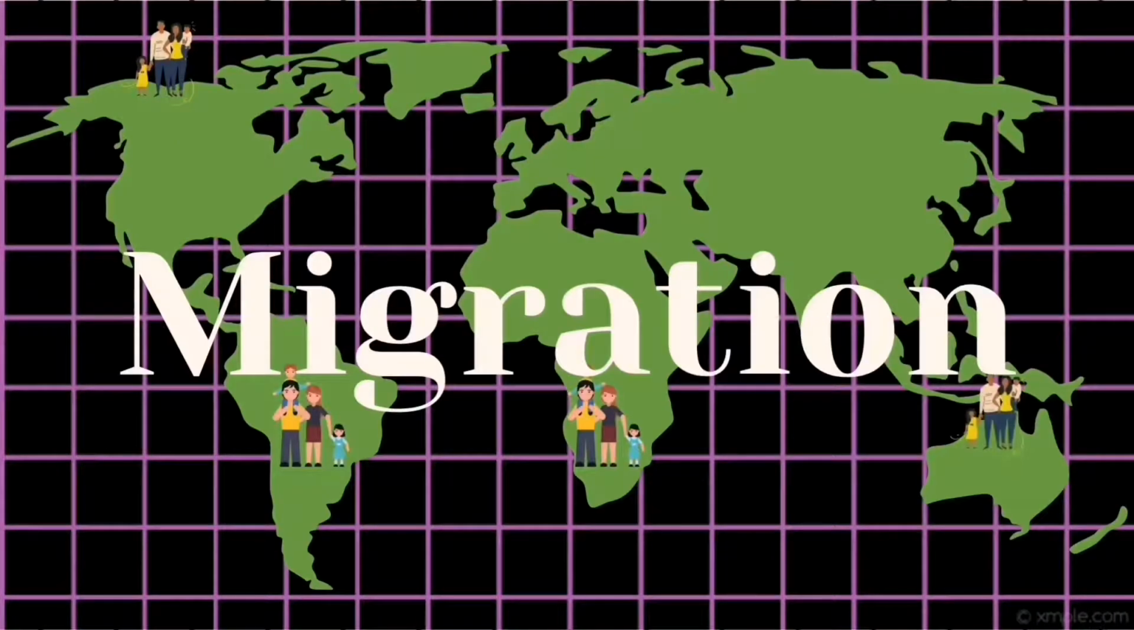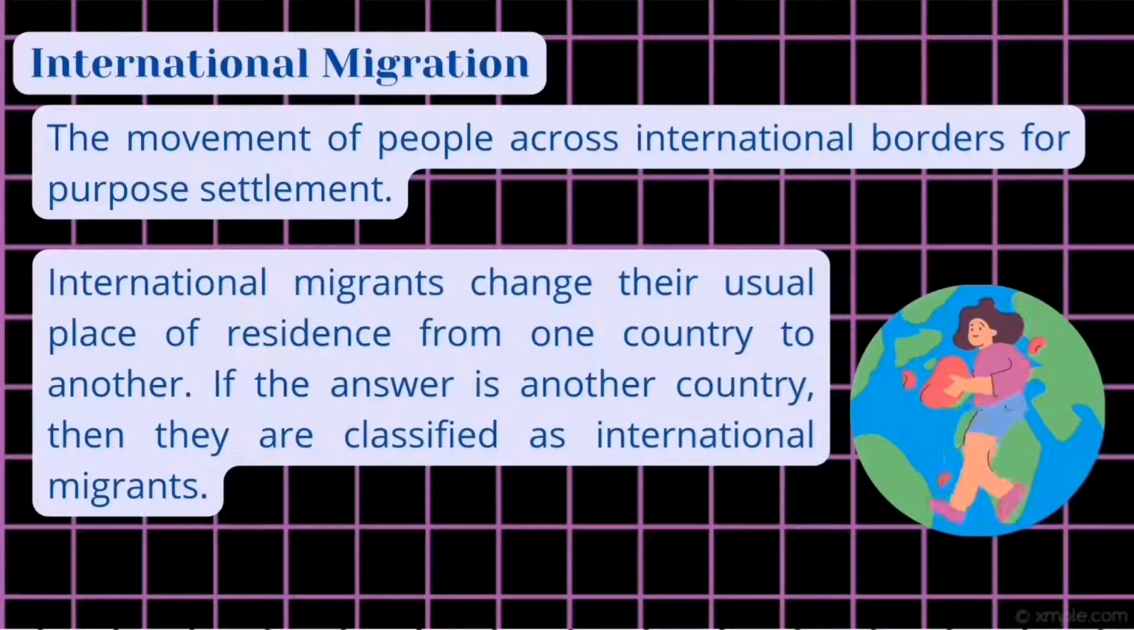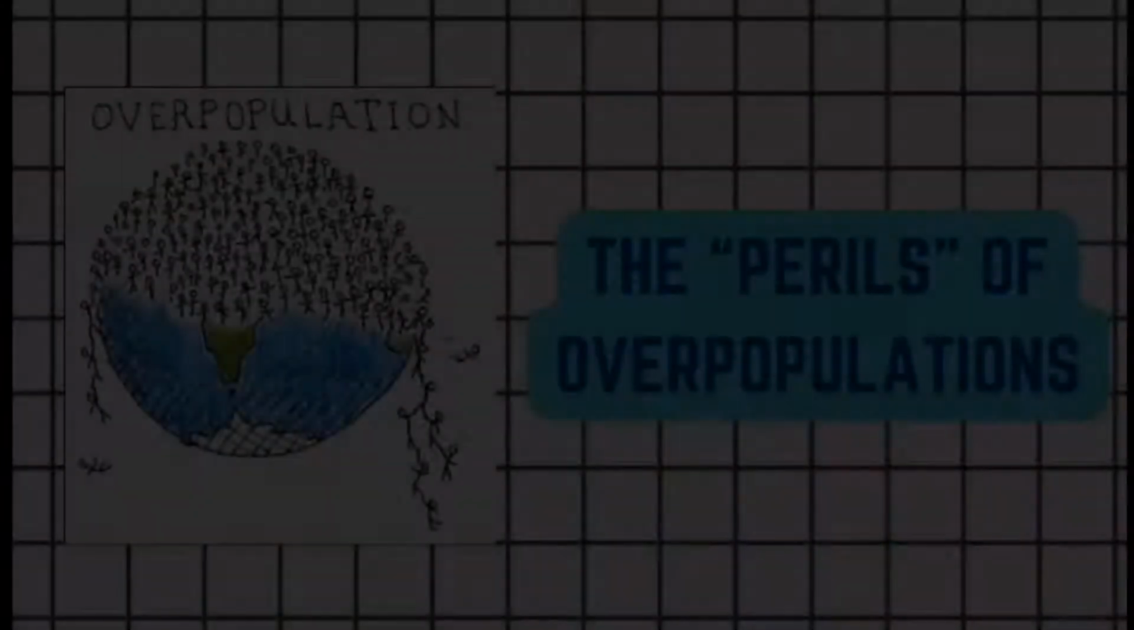And it is not just about money or work why people migrate to other places. Migration is a way to move from one place to another. We also have international migration, the movement of people across international borders for the purpose of settlement. International migrants change their usual place of residence from one country to another. If the answer is another country, then they are classified as international migrants.